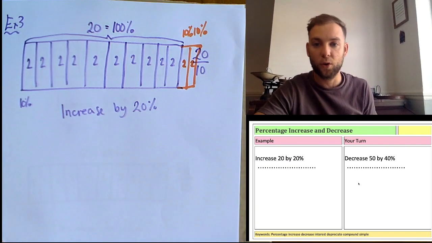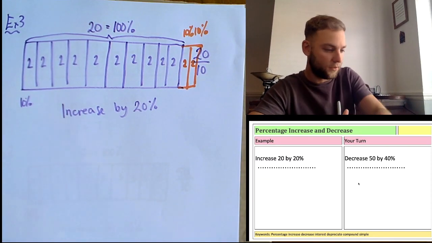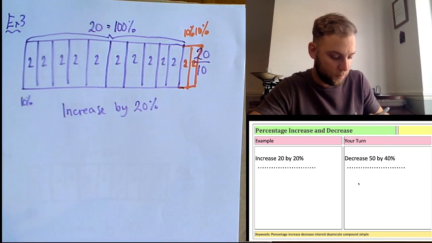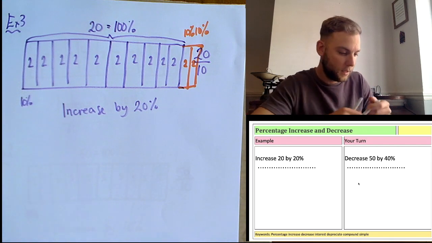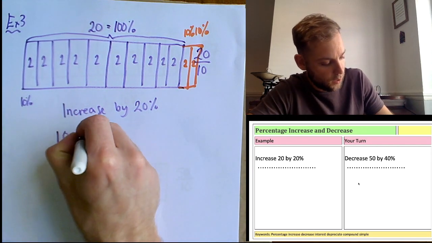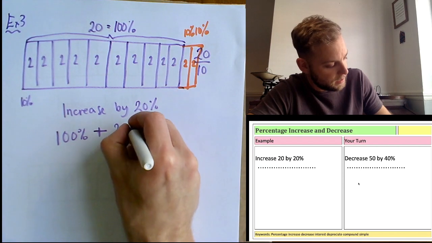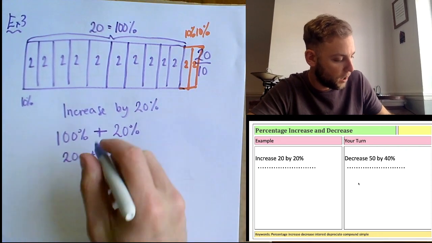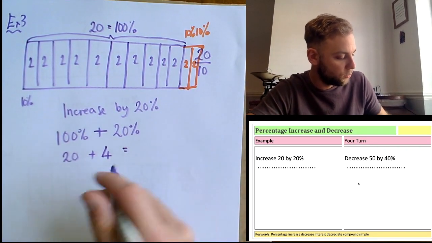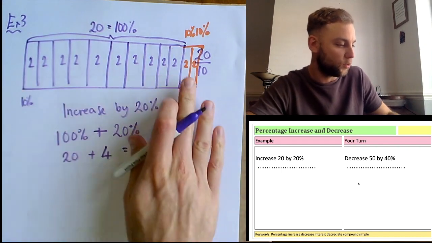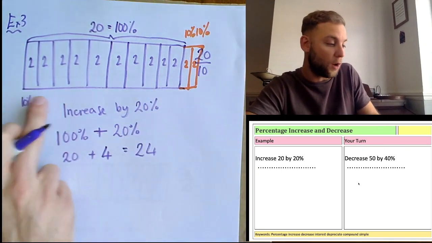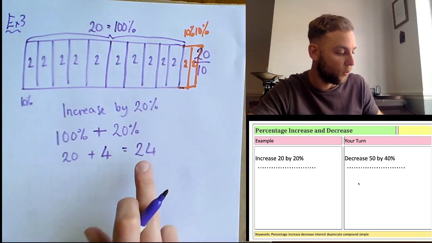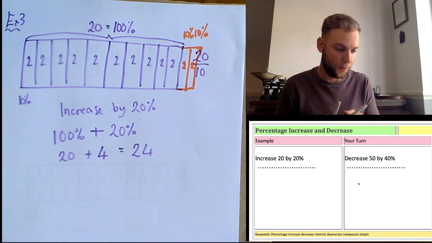So 20% is 4. So here I've got 100% plus the 20%, which is this 100%, which is equal to 20, plus this extra little part, which is the 4 here, which is equal to 24. So now I've increased it by 20%. Notice that I've got my 100% and I've added an extra 2 lots of 10 on. I've added on an extra 4 to get 24. Brilliant. So let's have a go now.